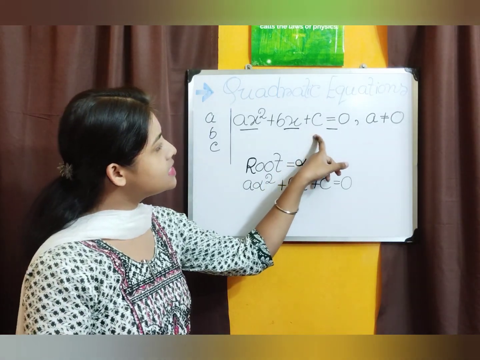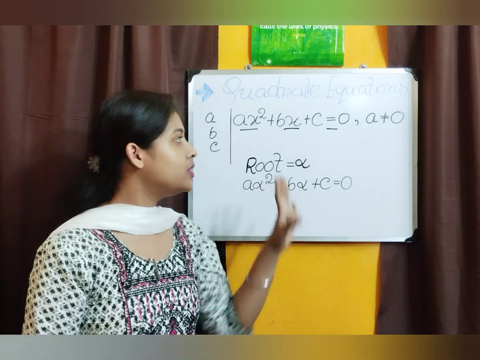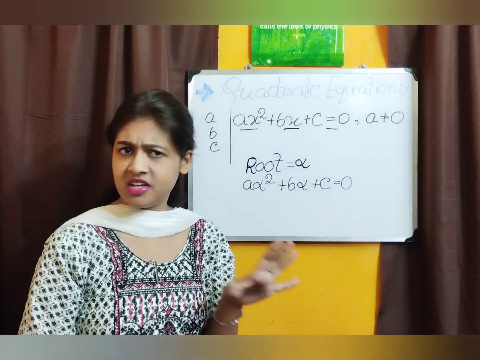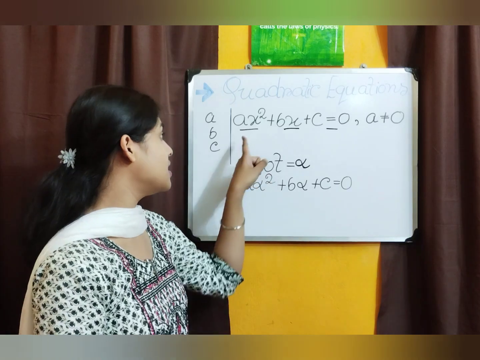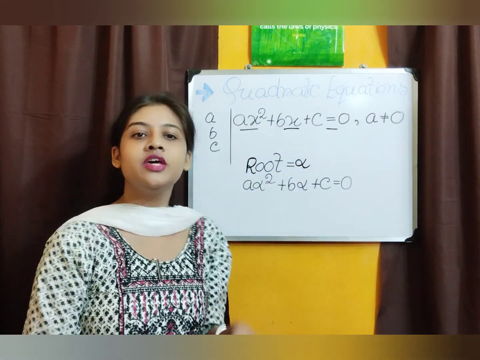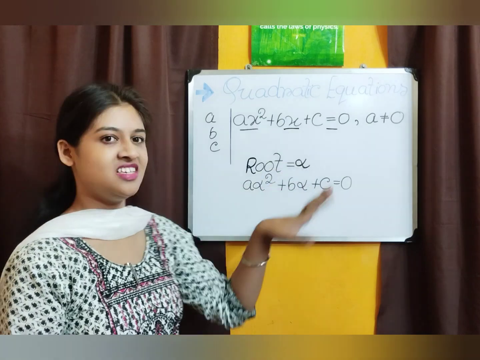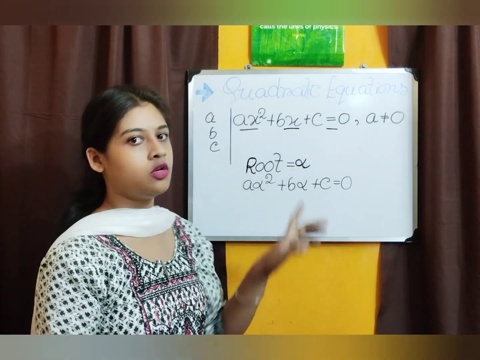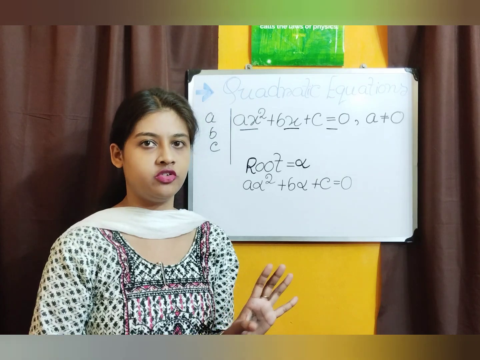Now if you take c equal to 0, what will be the equation then? Ax square plus bx equal to 0. There is also no problem, because ax square plus bx equal to 0 is also a quadratic equation. Now suppose b and c both are 0. What will be the equation then? Ax square equal to 0. This is also a quadratic equation.